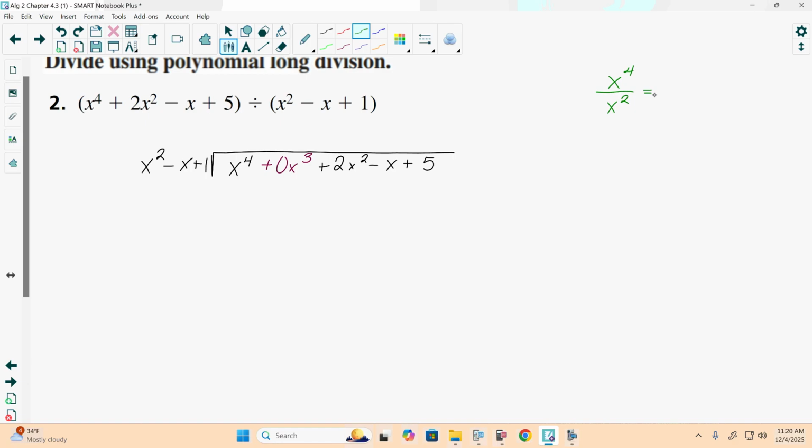Once we get it set up, we're going to start off with our leading term inside dividing by the leading term outside. So x to the 4th over x squared, which would give us x squared, because when we divide like bases, we subtract the exponents. So 4 minus 2 gives us 2.